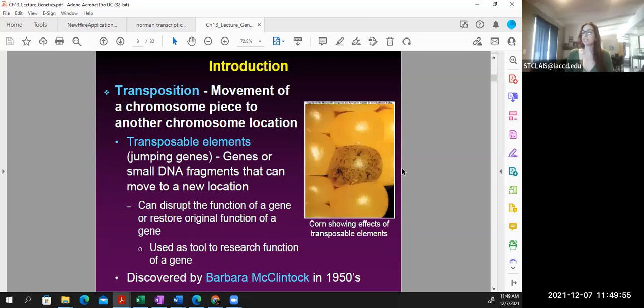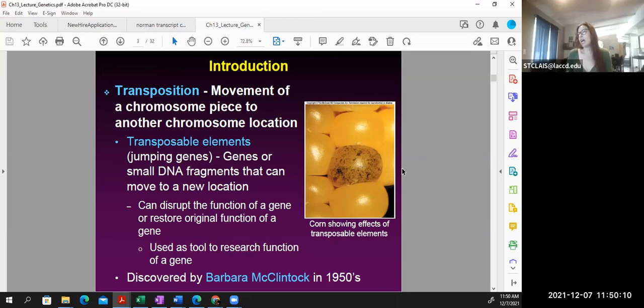All right, first let's take a look at transposons. We talked before about how DNA can break and reform readily, and this is basically how transposons work. They're also known as jumping genes.